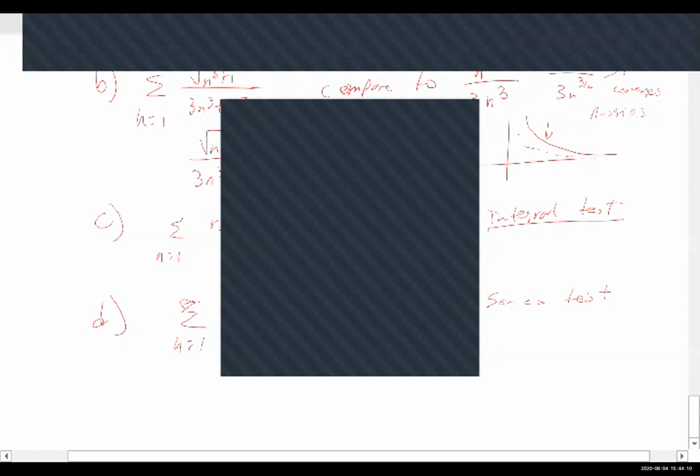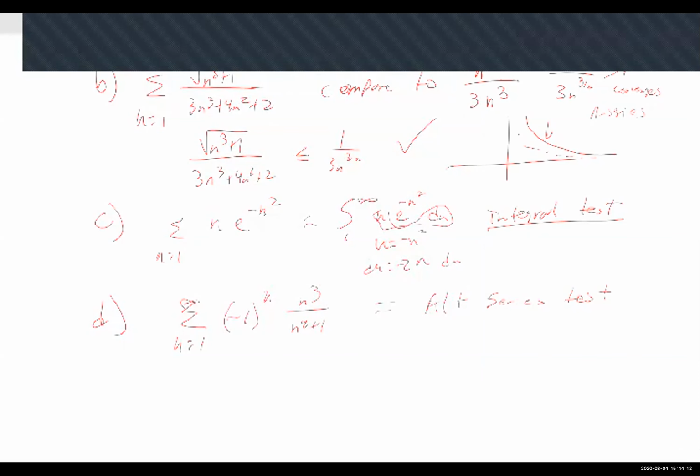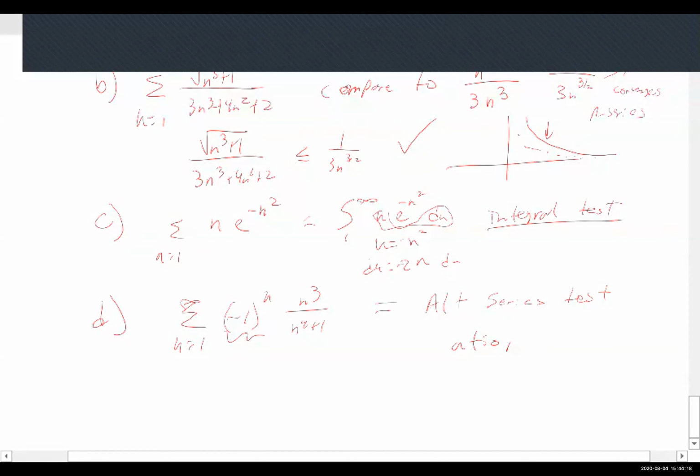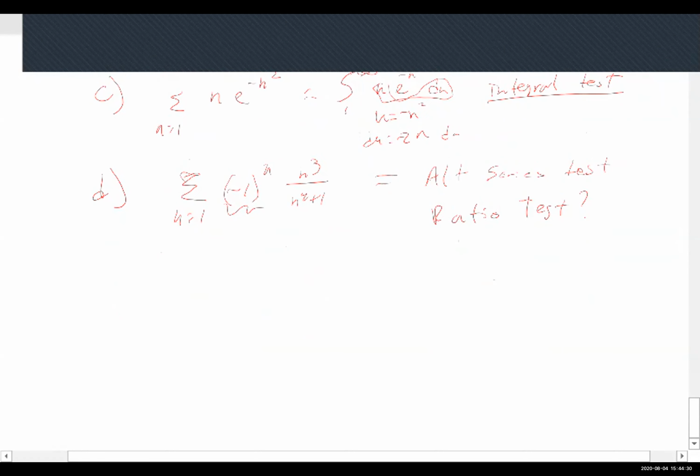Ratio, yeah, Gene, I would say ratio as well, yeah. Ratio, because what happens when we do the absolute value, doesn't this term just go away? Right, and then we could do a ratio on that as well. Although, let me think, will the ratio test work? Let's do a ratio test real quick. Let's see if it works, okay?